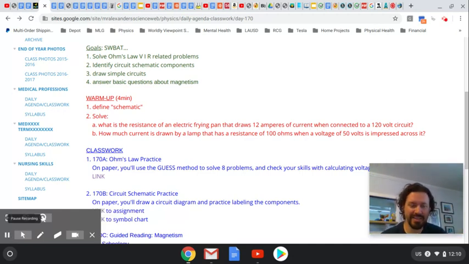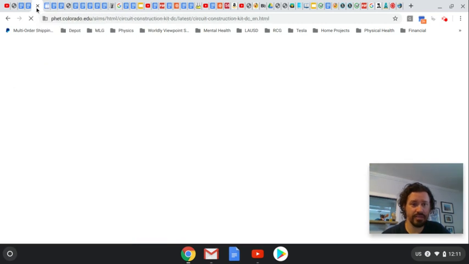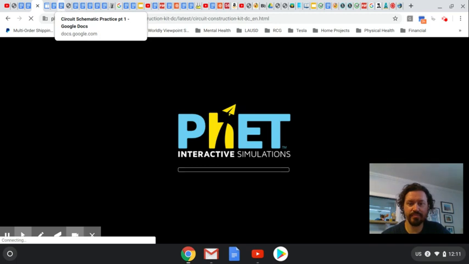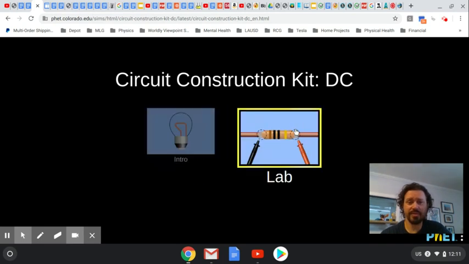Okay, got the answers? So schematic. What's a schematic? It's a simplified drawing which uses symbols to explain how something works. Oh, you made some schematics. All right, I asked you to draw a circuit with a couple of bulbs in it. And then from there, you were supposed to analyze what happened when you had a parallel circuit and a series circuit, and you added more bulbs to it.